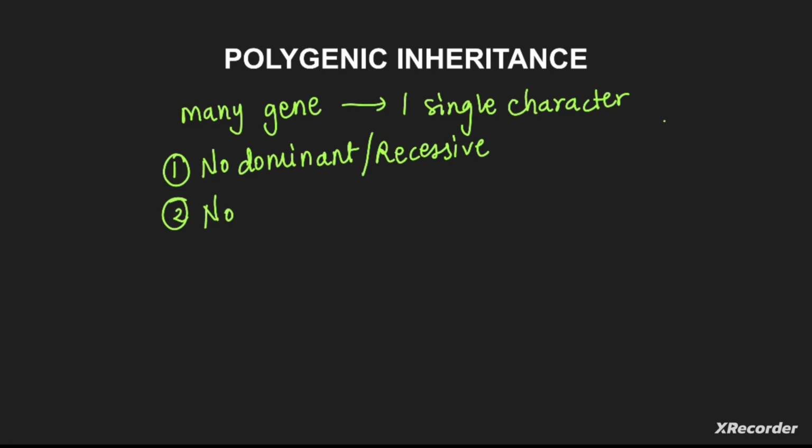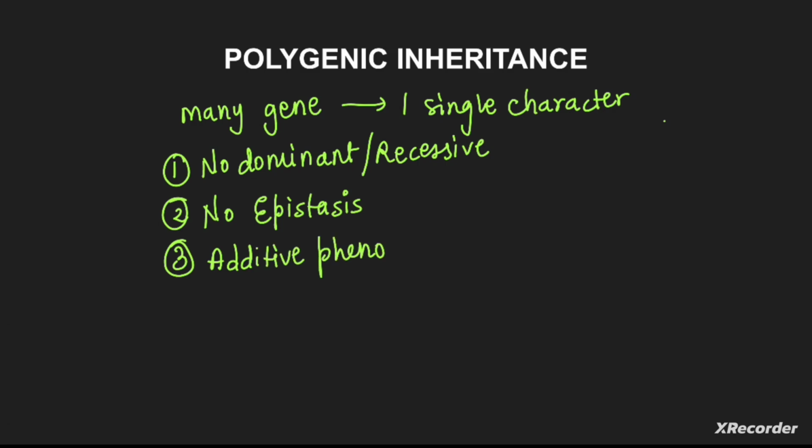Second thing is there is also no epistasis which is considered here. Epistasis is basically when two genes are interacting, one gene can inhibit the other genes. So basically that was your epistasis. And the third most important thing is that there is something called additive phenotype.